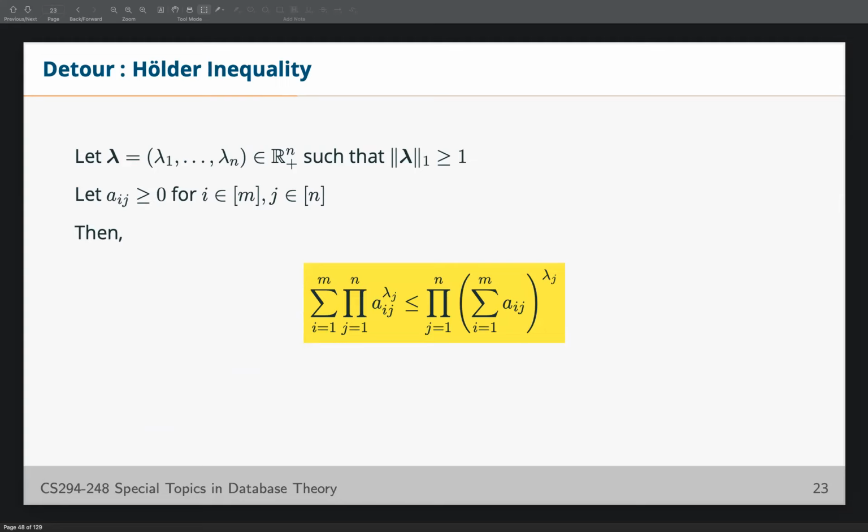Imagine you have a matrix A_ij, with m rows and n columns. Every entry in the matrix is non-negative. And suppose that there are coefficients lambda 1 to lambda n, one coefficient for every column of this matrix, such that the one norm of this is at least 1, which means that the sum of the lambdas is at least 1, and they are non-negative, so they are in R plus. Then the following holds.